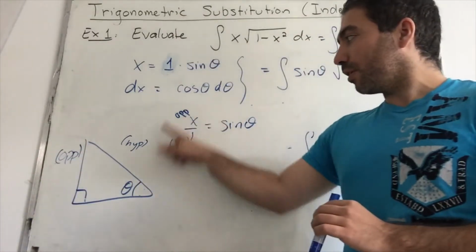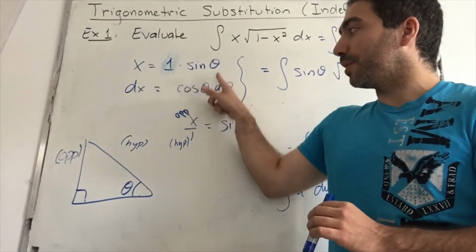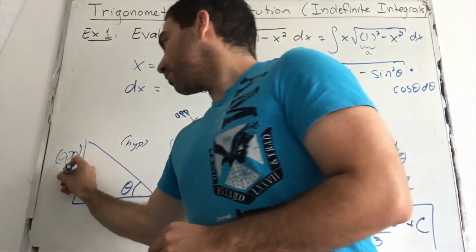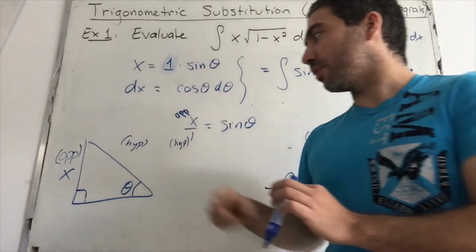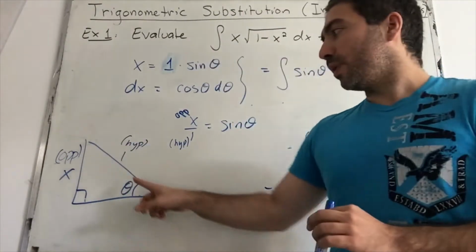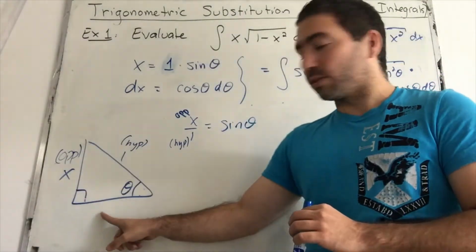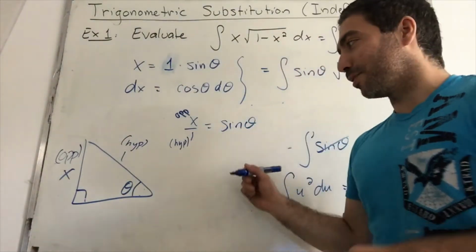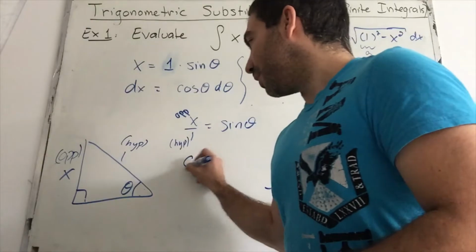Based off our initial substitution, we have x over 1. So x is the opposite. This side we call x, and the hypotenuse is 1. We have two sides of a 90-degree triangle. Let's go find the third. How do we do that? Yes, the Pythagorean Theorem is back. From secondary 3 math, we have to use the Pythagorean Theorem.